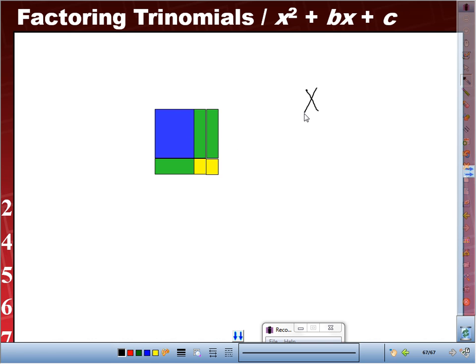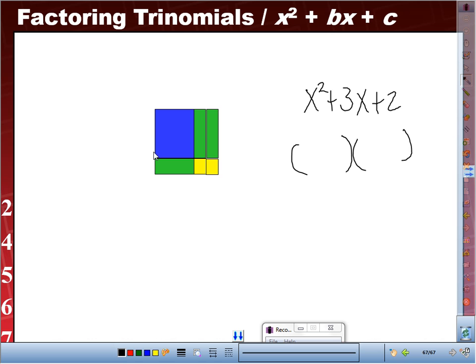We have x squared plus 3x plus 2. We need to come up with the dimensions of this. So this is this. Is that correct? So watch. Let me show you how to get the dimensions.